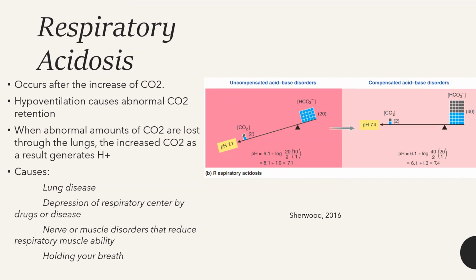So respiratory acidosis occurs after an abnormal increase of carbon dioxide in our system. This is usually caused because of hypoventilation, which causes the abnormal CO2 retention. Further, when abnormal amounts of carbon dioxide are not lost through our lungs, this causes an increase of carbon dioxide and also generates hydrogen. So respiratory acidosis, in general terms, is the abnormal increase of carbon dioxide, mainly from hypoventilation, but can be caused by other reasons such as lung disease or depression of the respiratory center.